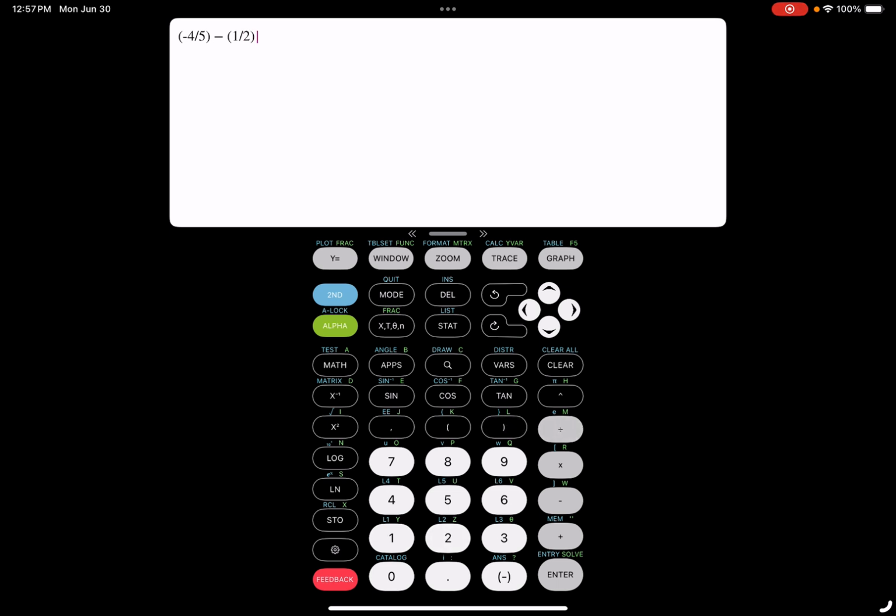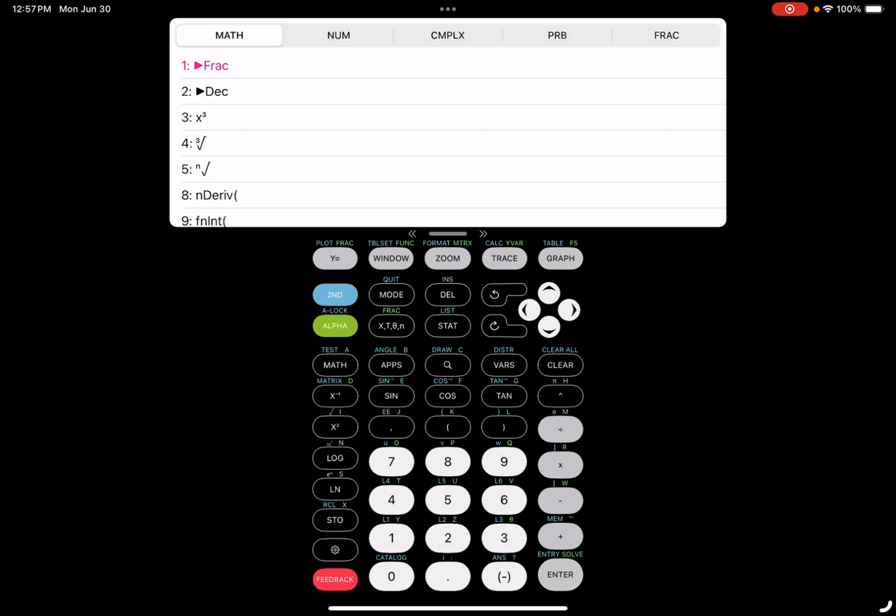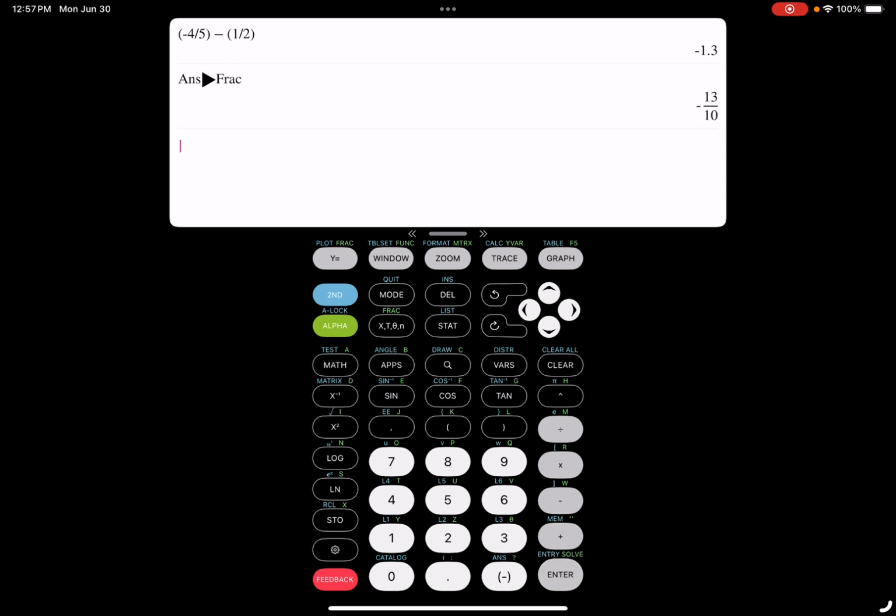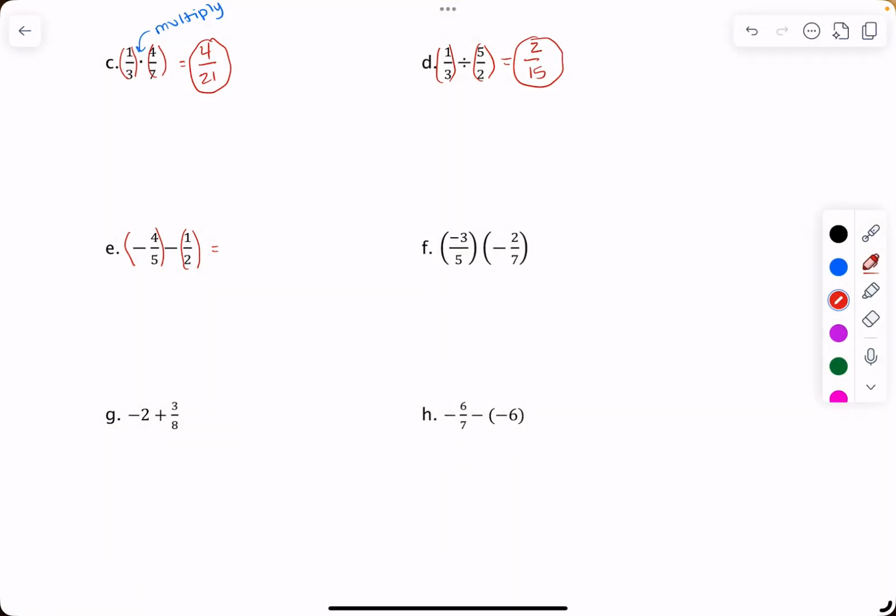One word of warning, do not use the minus button as that negative in front of 4/5. The calculator will give you an error. If that happens, just come on up. I'm happy to explain and show you what's going on, but just as a word of caution, that's why you'll get that error. I'm going to hit enter, hit math, enter, and I get negative 13 over 10.